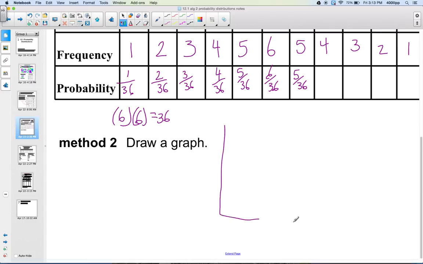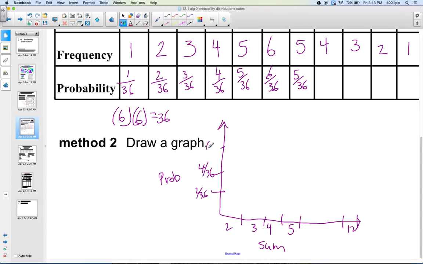Okay, so if we wanted to draw a graph for this, I can make a graph here. Here's my lovely graph. At the bottom, I can say what the sum would be: a sum of 2, 3, 4, 5, and it would go all the way up to 12, because that's the highest one. Over here, I can say the probability, and the highest one is going up to 6 over 36. So I can say 2 over 36, 4 over 36, and 6 over 36.